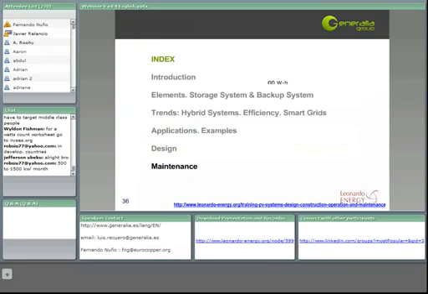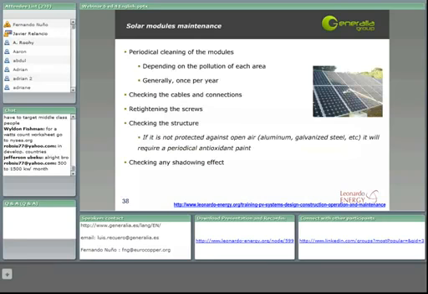So we are already out of time, but we are going to give some time for the maintenance chapter as fast as possible. Anyway, the maintenance is very similar to the grid-connected system, so we will need a periodical cleaning of the modules, depending obviously on the location, the pollution and the rain of each area, and we will have to check periodically the cable and connections and retighten the screws.